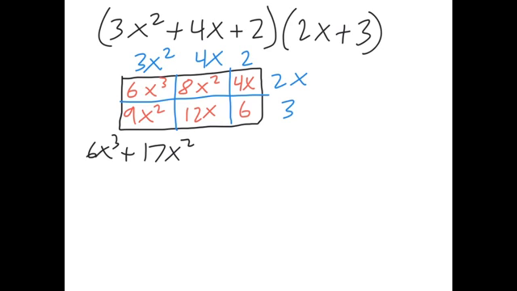4x plus 12x will give us 16x, and then 6 is by itself. And then you look, are there any like terms that we can combine? Here we have 6x to the third, this is an x squared, this is an x, this is just a number. So we can't combine any like terms, so this is our final answer.